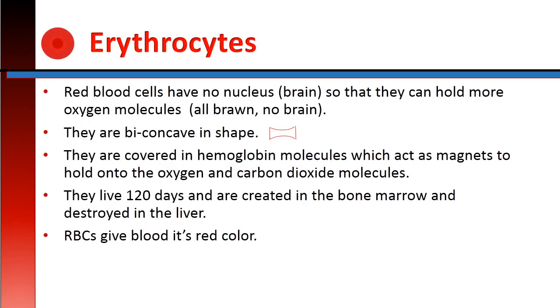Erythrocytes. Red blood cells have no nucleus, so that they can hold more oxygen molecules. They are biconcave in shape, meaning that they're concave on the top and the bottom. They are covered in hemoglobin molecules, which act as magnets to hold on to the oxygen and carbon dioxide molecules. They live 120 days, and they're created in the bone marrow and destroyed in the liver. Red blood cells give blood its red color.